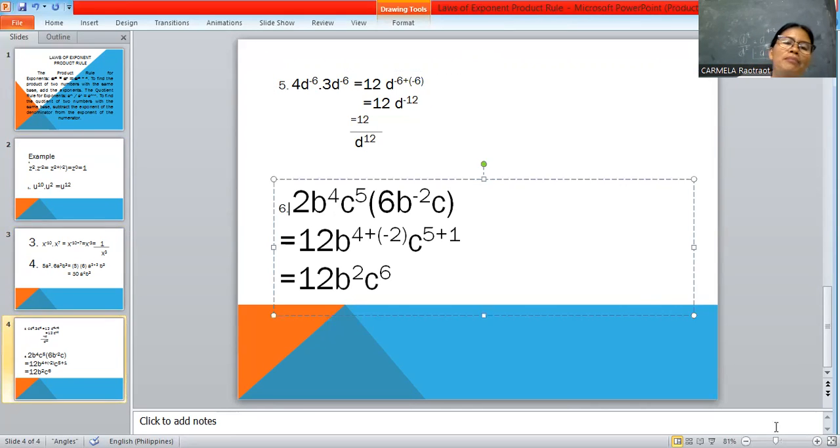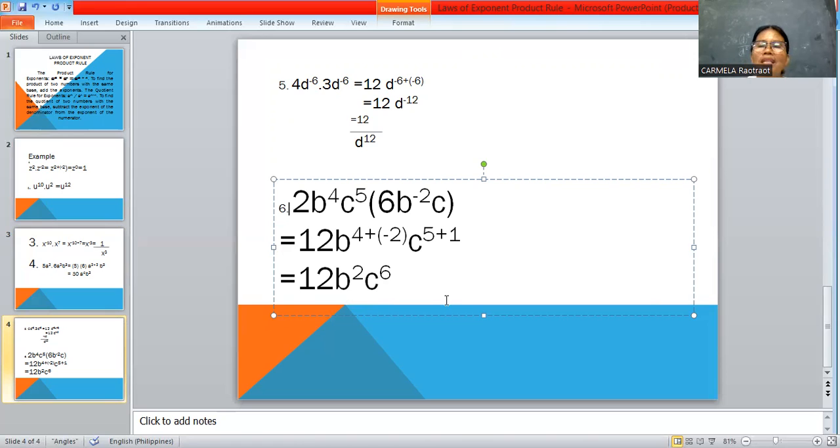Okay, so let's have another example. That is 2b raised to the power of 4, c raised to the power of 5. So maybe you are wondering, what is this? It's not a dot or a period. This parenthesis also means multiplication. Okay, so 2 times 6, that is 12. b raised to the power of 4 plus negative 2. So this will become 2. And the c raised to the power of 5 plus 1. Therefore, that is c raised to the power of 6. So therefore, the final answer is 12b raised to the power of 2 c raised to the power of 6.